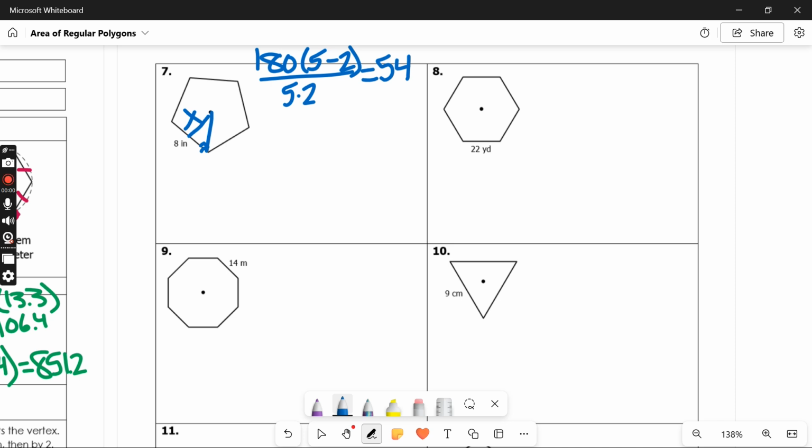When I set up tangent this time, tangent on these, when I'm looking for the apothem, is x over, and then just be careful, it's not over the entire side, it's only over half of the side. So this would be 4. Okay, so you might make a note for you right here. This is half the side.